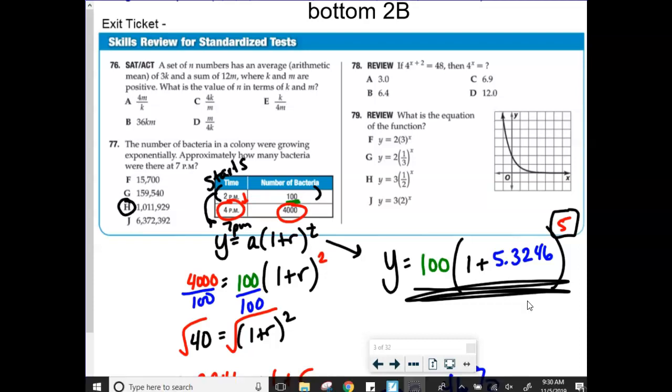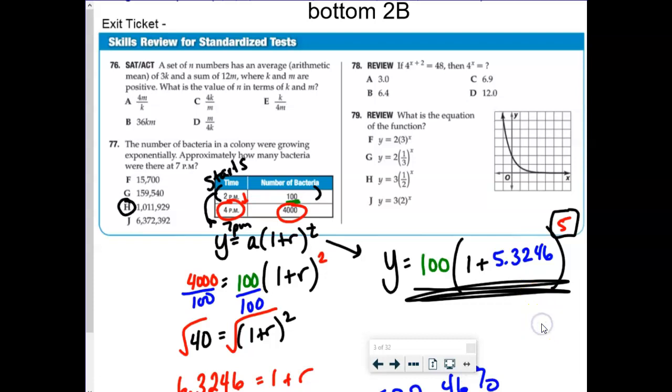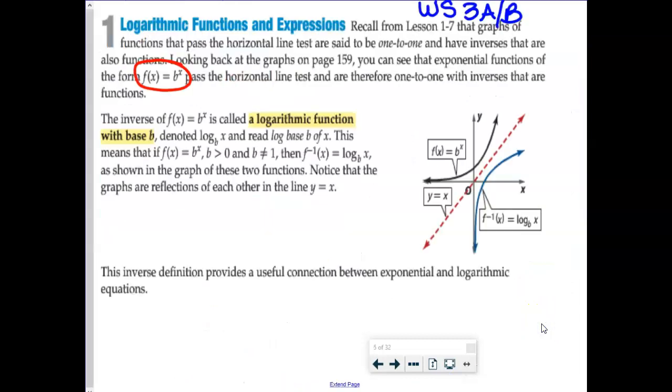Let's talk about logarithms. One of my favorite topics. All right, so yesterday we talked all about exponential growth and exponential decay. And today we're going to refresh your memories on logarithm functions. So you're on worksheet 3.